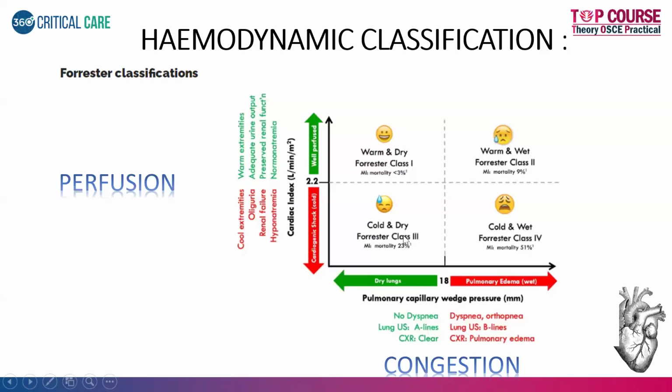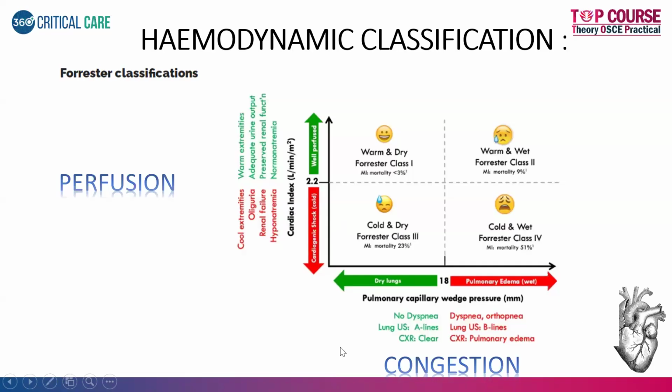They are Forrester class 3 and Forrester class 4. In Forrester class 3, there is a decreased cardiac index, because of which the patients are usually cold, but luckily they don't have any signs of congestion. Since they have decreased perfusion, they are mostly prone to oliguria, renal failure, hyponatremia, and cool extremities. That is one of the reasons the mortality ranges up to 23%.